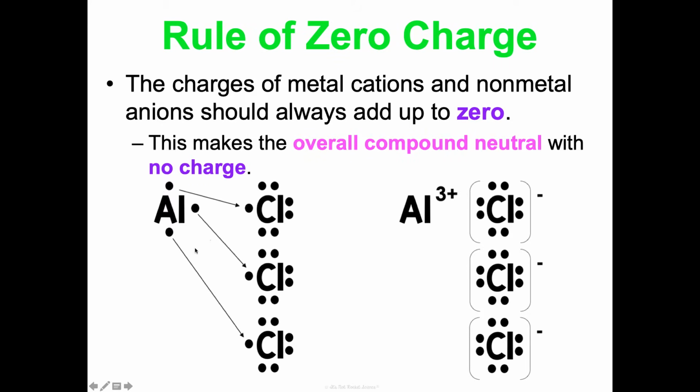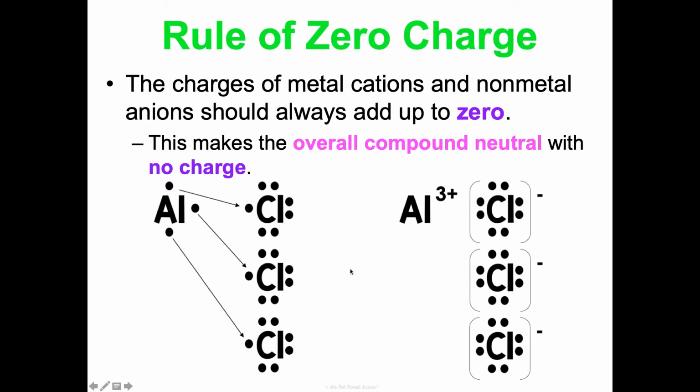And so when aluminum gives up these 3 electrons, it becomes Al 3+, and then it makes 3 chlorines that have a -1 charge because they gained that extra electron. And so the overall compound is AlCl3.